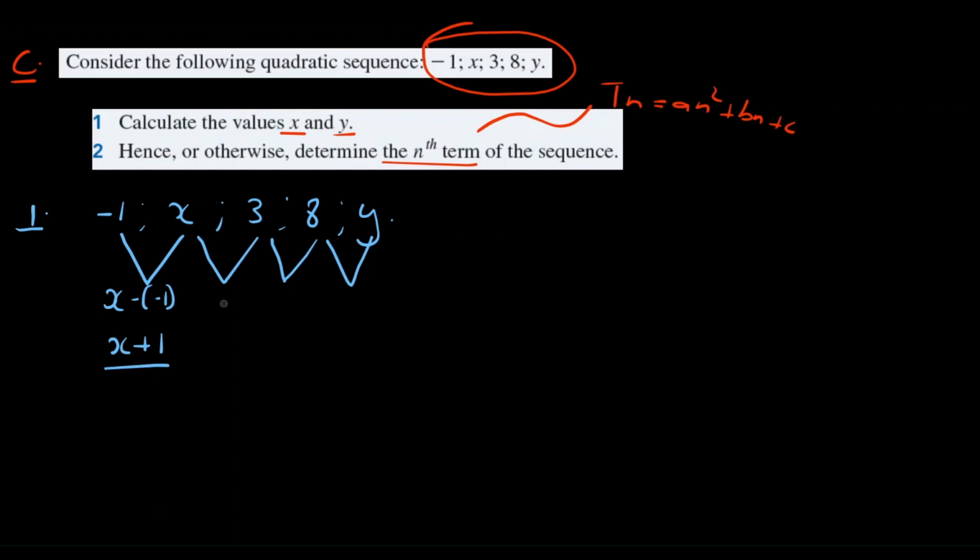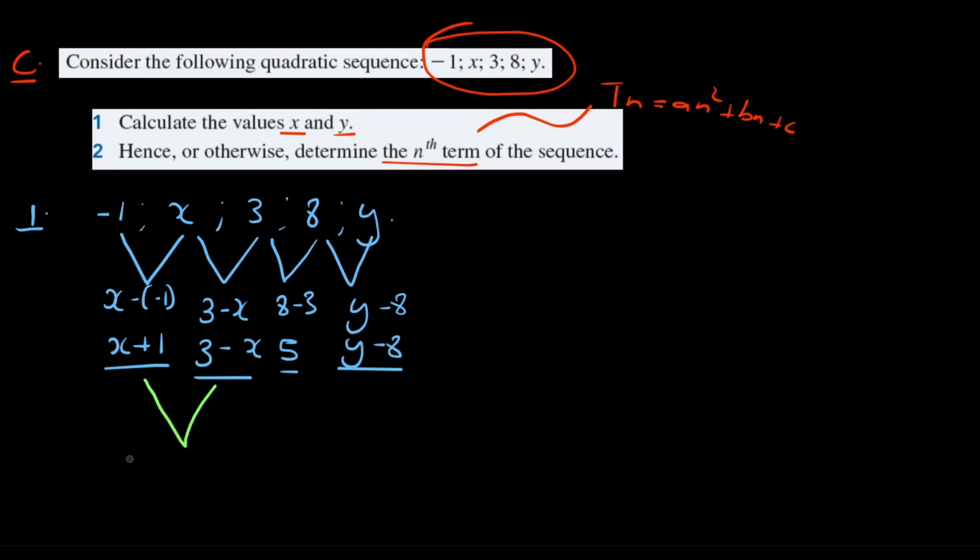And then we're going to say 3 minus x, which is 3 minus x. And we're going to say 8 minus 3, which is 5. Then we're going to say y minus 8, which is y minus 8. So we're going to continue and get the second difference. That's 3 minus x. And how do you calculate the second difference? I'm going to say 3 minus x minus x plus 1.